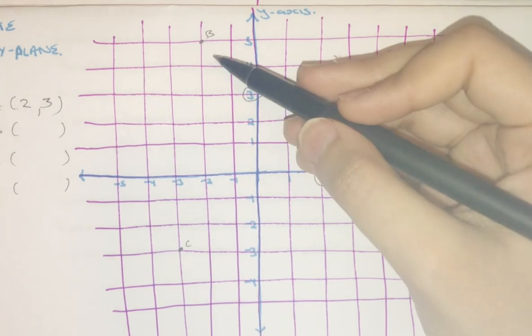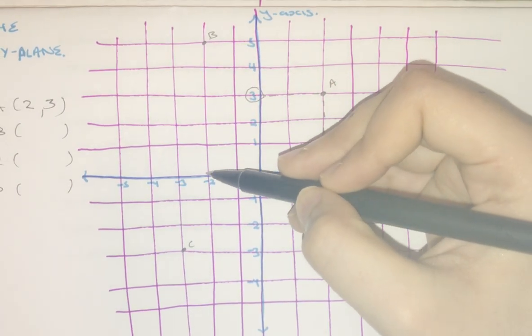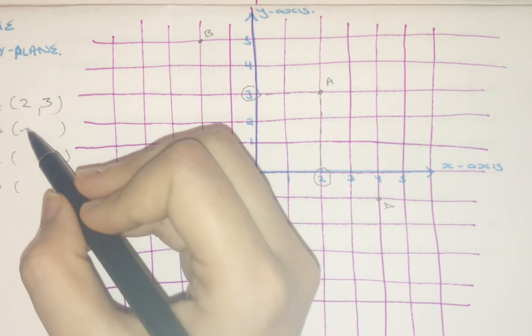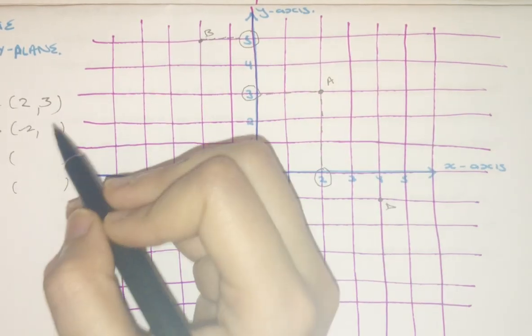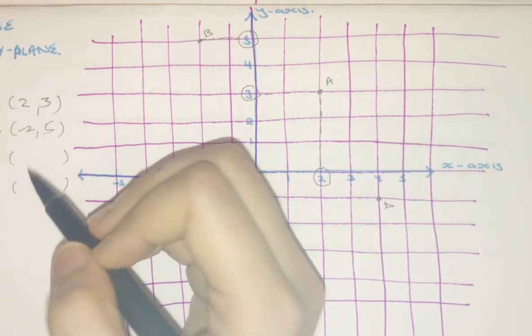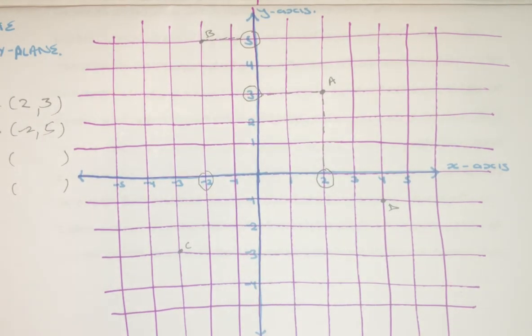What are you going to do? You look at the x value first. That is negative 2. And then you look at the y value. So that is 5. Don't forget the comma in between, because then it will just look like negative 25, right? So there's always a comma between the x and the y value.